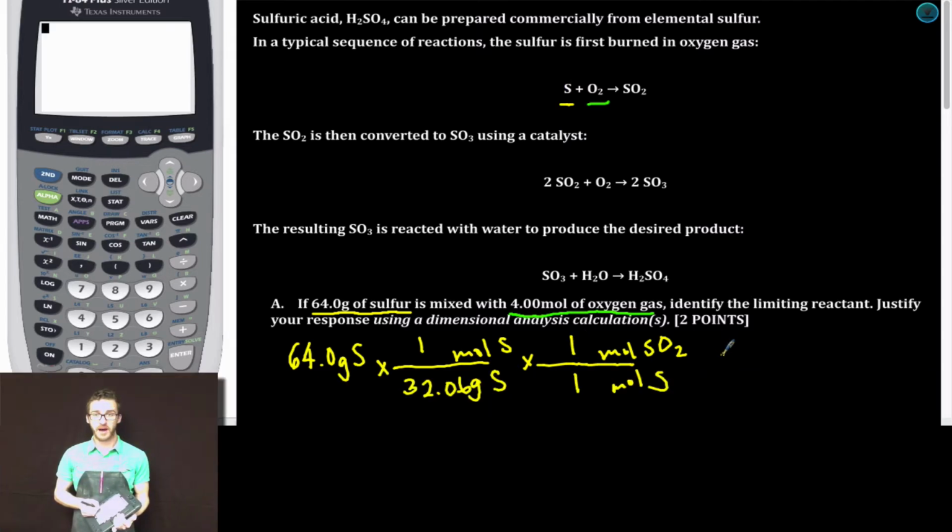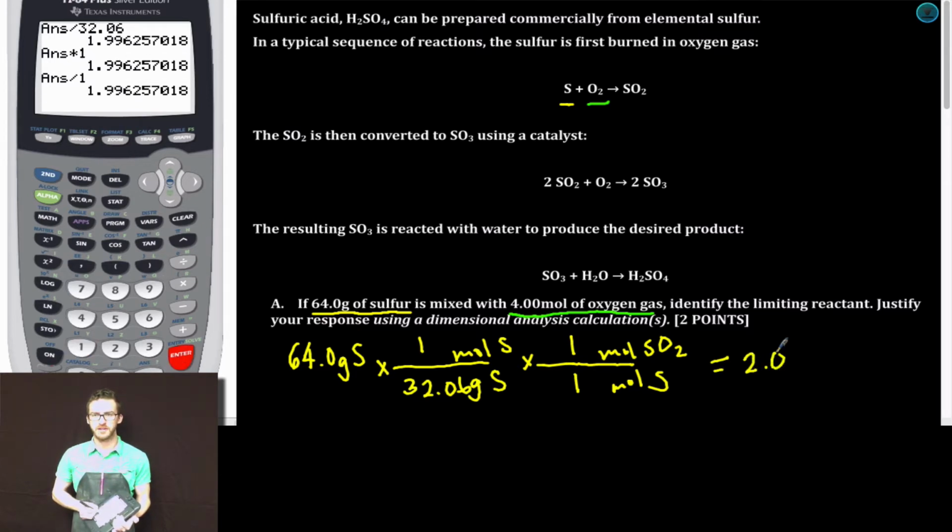Boom. So let's think about how many moles of SO2 I would potentially make if all 64.0 grams of sulfur reacted. 64.0 times 1 divided by 32.06 times 1 divided by 1. To 3 sig figs, I would make 2.00 moles of SO2. Potentially, if all of that reacted.